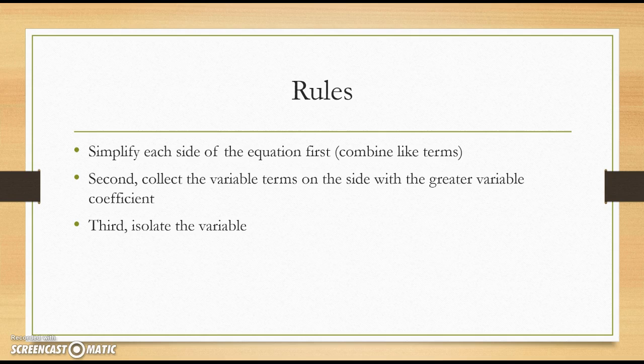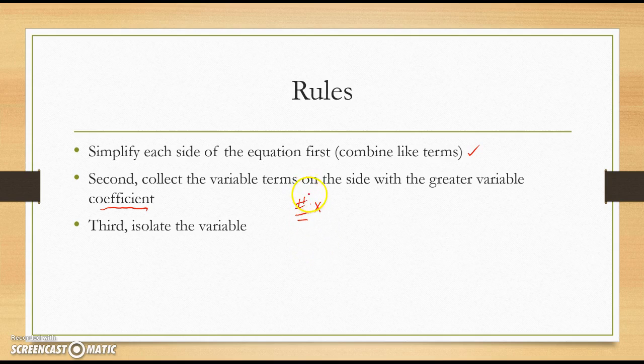You're going to simplify each side of the equation first, combine like terms. We're already doing that. You've already worked on that on the worksheet, and you've worked on that in 3.3. So, step 1. The second step is collect the variable terms on the side with the greater variable coefficient. So you'll see this in the example, but remember what coefficient means. Coefficient is the number that occurs before that variable.